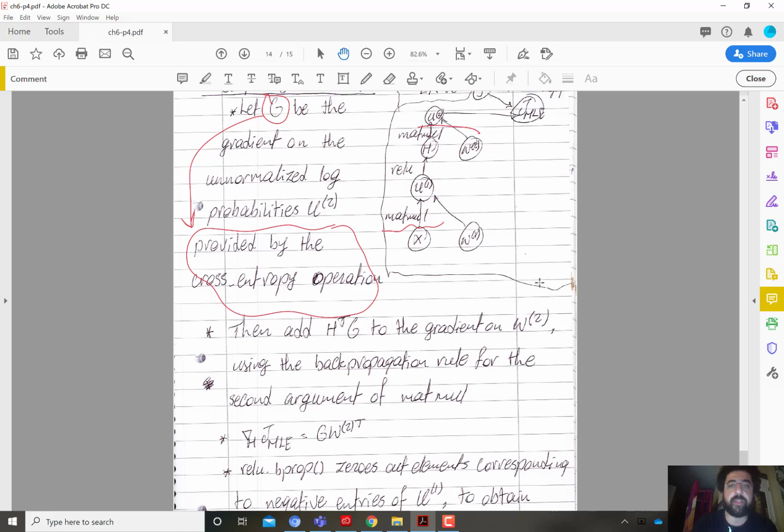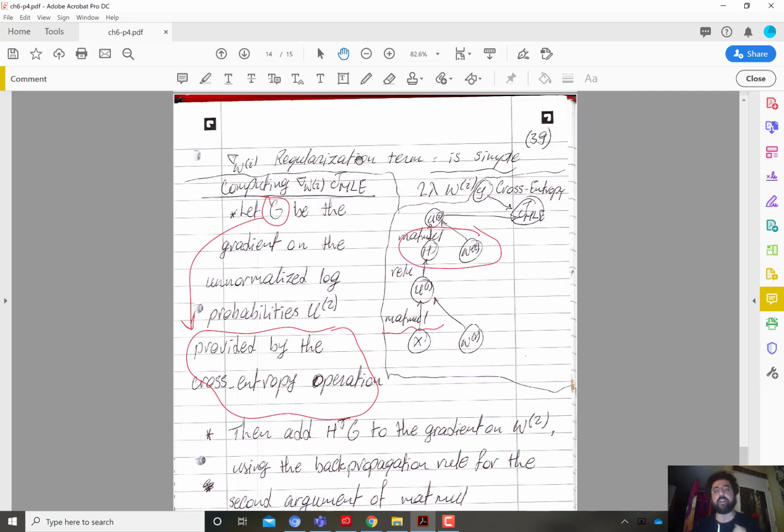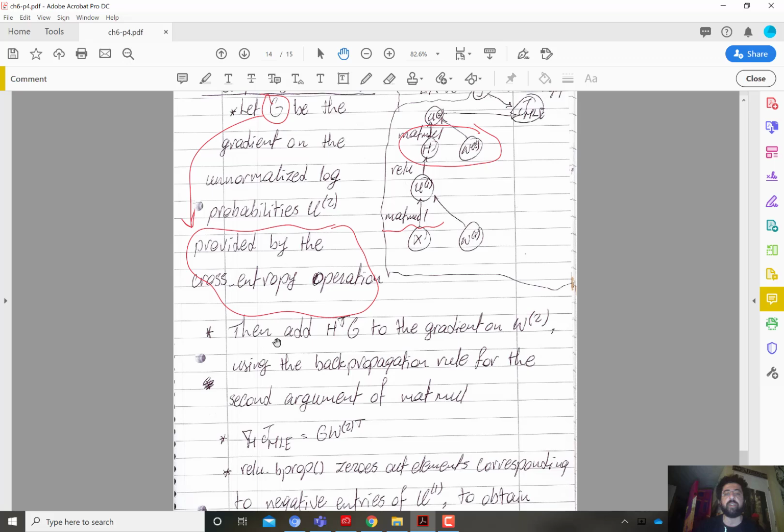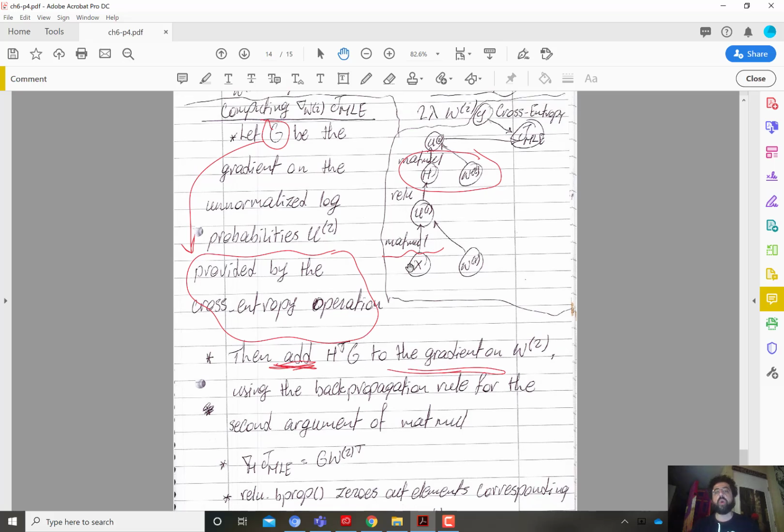So the next step is here. I want to backpropagate the G from U2 to H and W2. To find the gradient with respect to W2, we already have a gradient of the regularizer with respect to W2. That's why we say here that we add to the existing gradient of the regularizer, and we add to it H transpose G. Why? Because H transpose is basically the gradient of U2 with respect to W2.